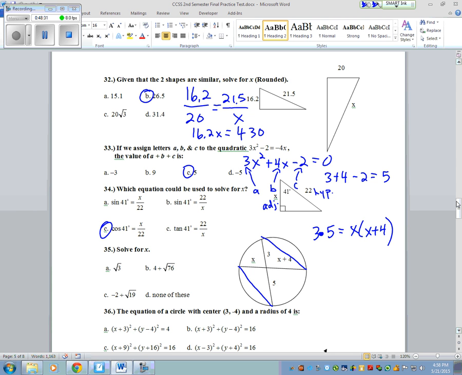So 3 is to x as x plus 4 is to 5, and when you cross multiply, you end up with this equation. That's how you prove this theorem. The theorem says that these two parts, the 3 and the 5, when multiplied together, equal these two parts, the x and the x plus 4. So I have 15 equals x squared plus 4x.